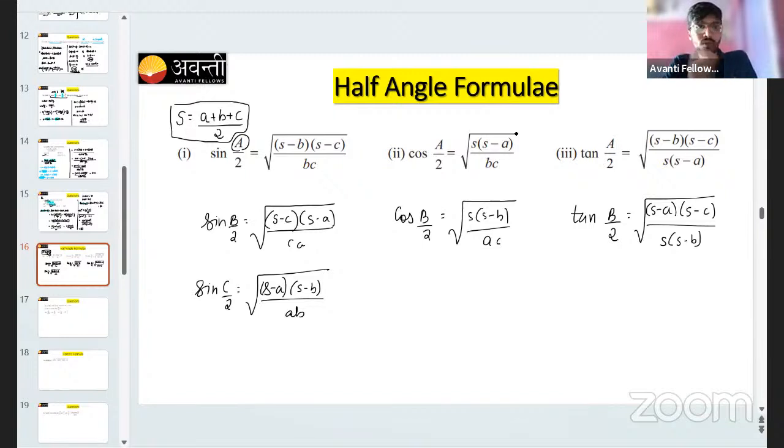Let's move on to the question. So how to use this formula? Whenever we see half angles, that is A by 2, B by 2, or C by 2 of any trigonometric function, sine, cos, or tan, we can definitely use this formula. Just remember what S is. S is the semi-perimeter. Let's look at the question now.